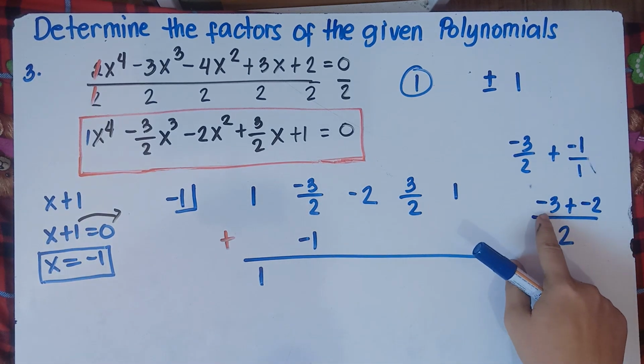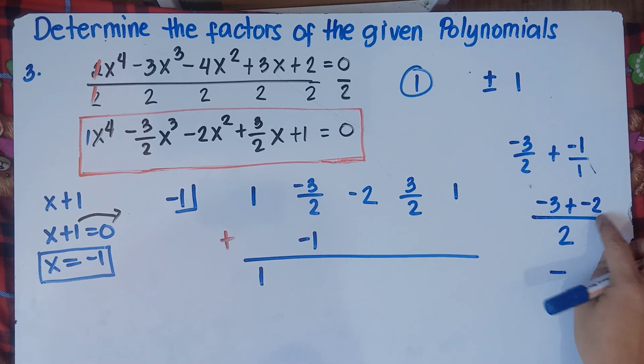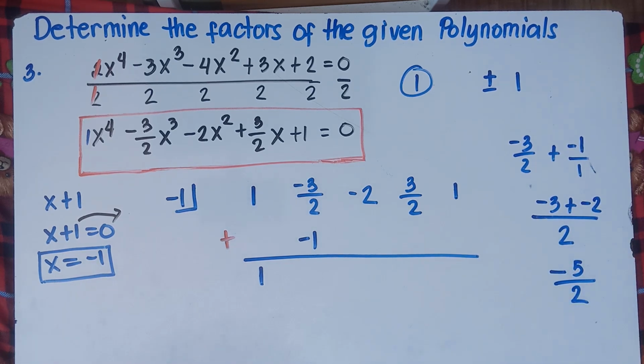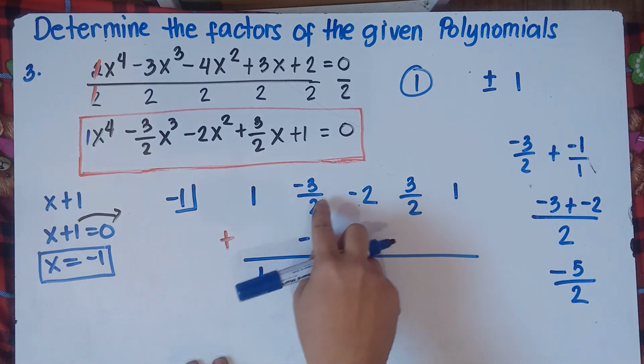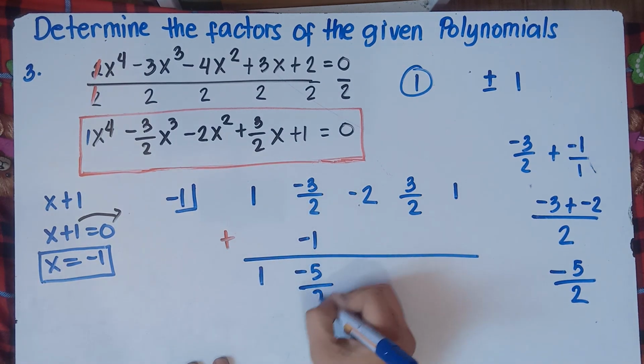And then you combine negative 3 plus negative 2. If the signs are the same, simply copy the sign. 3 plus 2, then add the numbers. 3 plus 2 is 5, then bring down 2. Negative 5 over 2. So negative 3 over 2 plus negative 1, that's negative 5 over 2.